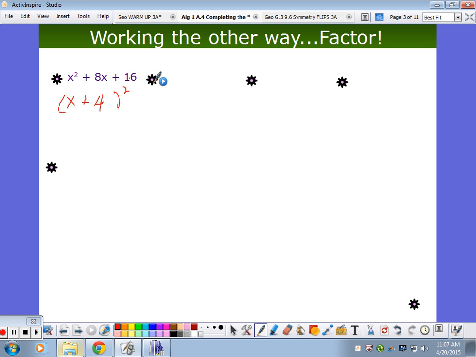What about this one now? X minus 9 squared. Yeah? Oh no! X minus 4. X minus 3 over 2 plus 3. How are you figuring this out? How are you doing this, Matthew?